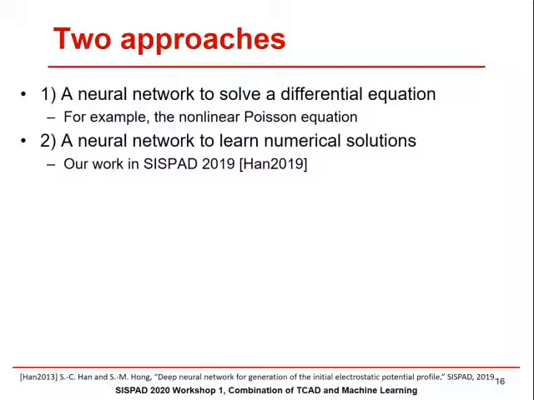Then, how can we generate a good initial guess by using a neural network? There may be two different approaches. The first one is to build a neural network which can solve a differential equation. For example, we can think about a neural network for the nonlinear Poisson equation. For this approach, in part 2, I will leave you some related works. The second approach is to build a neural network which learns numerical solutions without understanding the differential equation. For this approach, in part 3, our SISPAD 2019 paper will be revisited.